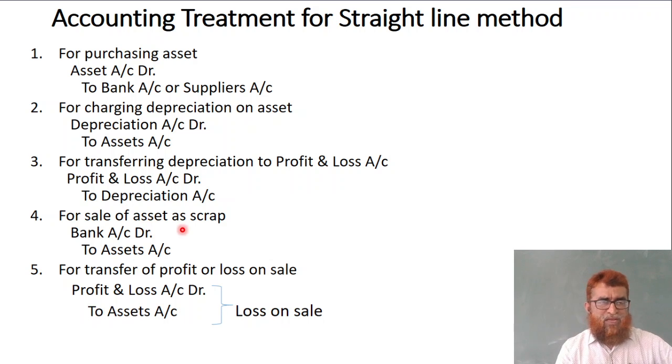Next, for sale of the asset as scrap, ಇದು ಕೊನೆಗೆ ಲೈಫ್ ಮುಗಿದಾಗ ಅಸೆಟ್ನ ಲೈಫ್ ಎಲ್ಲ ಮುಗಿದು ಕೊನೆಗೆ ಅದು ಯಾವುದಕ್ಕೂ ಯೂಸ್ ಆಗಲ್ಲ, ಆಗ ಅದನ್ನು ಸ್ಕ್ರ್ಯಾಪಿಗೆ ಸೇಲ್ ಮಾಡ್ತೇವೆ, ಸ್ಕ್ರ್ಯಾಪ್ ಆಗಿ ಸೇಲ್ ಮಾಡ್ತೇವೆ. ಆವಾಗ ಬ್ಯಾಂಕ್ ಅಕೌಂಟ್ ಡೆಬಿಟರ್ ಟು ಅಸೆಟ್ಸ್ ಅಕೌಂಟ್. Next, on sale, whenever you sell the asset, if you get a profit or a loss, for example, if there is a loss on sale, then profit and loss account debtor to assets account. If there is a profit on sale, assets account debtor to profit and loss account. Okay, this is how we pass the journal entries.